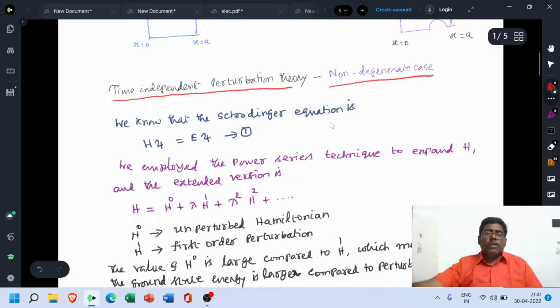We know that the Schrodinger equation is H psi equal to E psi. We employ the power series technique to expand H, and the extended version is H equal to H0 plus lambda H1 plus lambda square H2. Here H0 is our unperturbed Hamiltonian, H1 is our perturbed Hamiltonian. This is first order perturbation. H2 stands for the second order perturbation. Here the value of H0 is large if you compare it with H1.